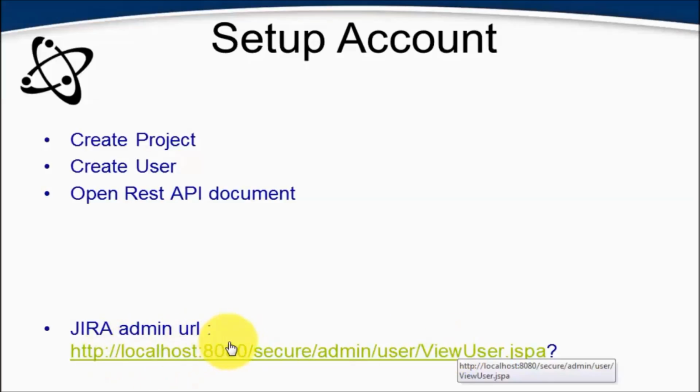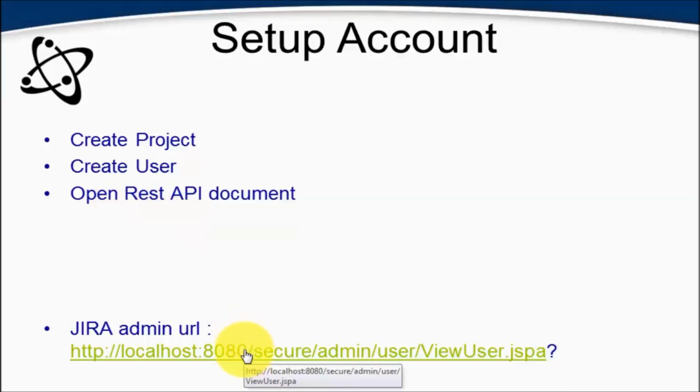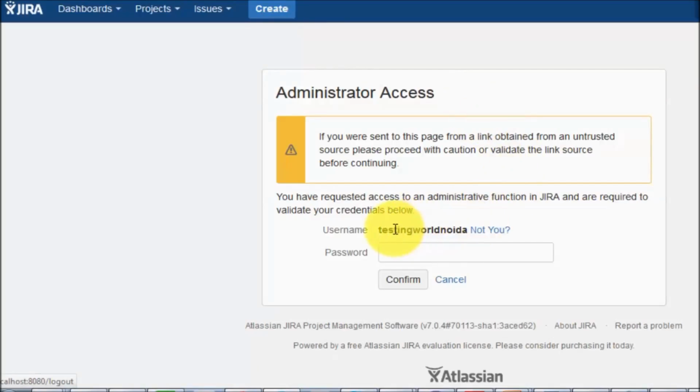So that's the user of the Jira admin. First of all, we need to log in as an admin, create a project, and then we need to create a user. And after that, we can work on the REST API. After that, I'll access the Jira API document as well. I'm just clicking on this admin URL, and that will be started. My username is testingword, and I'm giving the admin password.